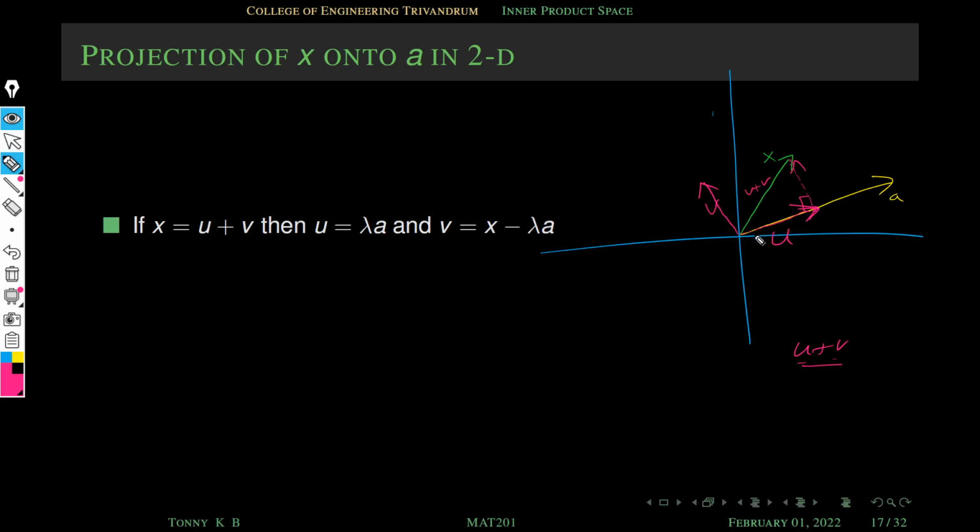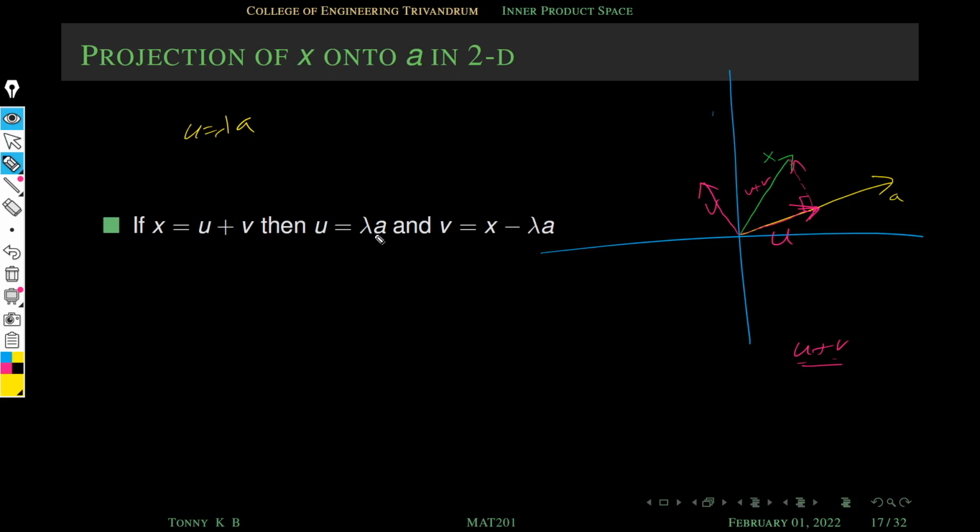So our aim is to find two vectors u and v in such a way that u plus v equals x and u is the projection vector. How to find u and v in 2D? It is clear that u is parallel to a. So we can choose u as some lambda a. That is a property of vectors in 2D. Since u and a are parallel, one of them is a scalar multiple of the other.